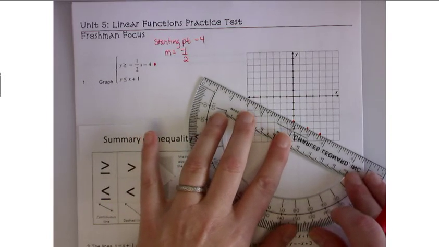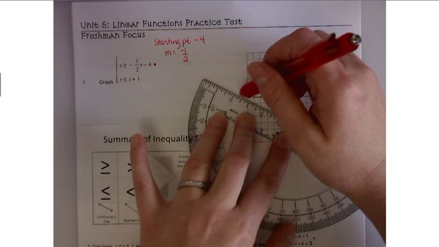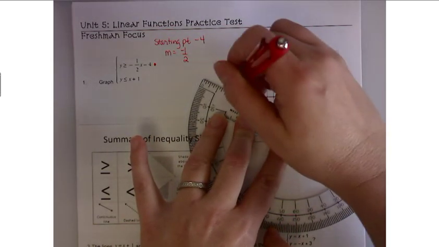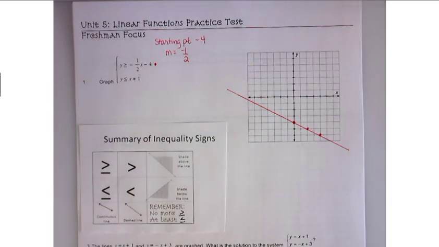Now, don't freak out if your graph isn't perfect, because again, Mrs. Pennington in this question isn't asking you for a solution. She's asking you to graph, so we're going to try to do the best we can.